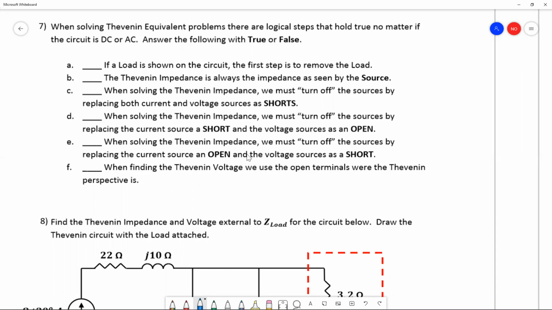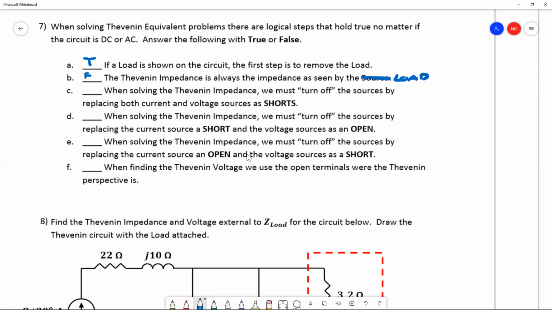So the first one, A, if a load is shown on the circuit, the first step is to remove the load. That is true. That is just kind of like the first step of solving a Thevenin problem. Just kind of something you'll need to memorize. B, the Thevenin impedance is always the impedance as seen by the source. That is false, not true. The Thevenin impedance is the impedance as seen by the load.